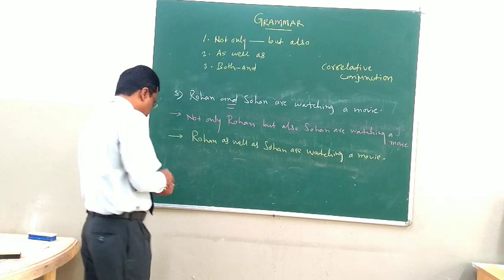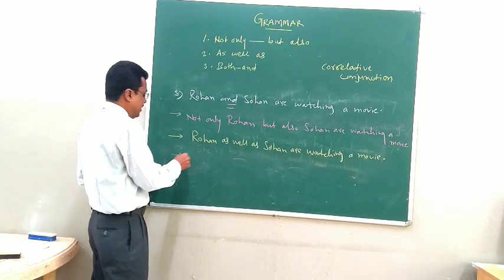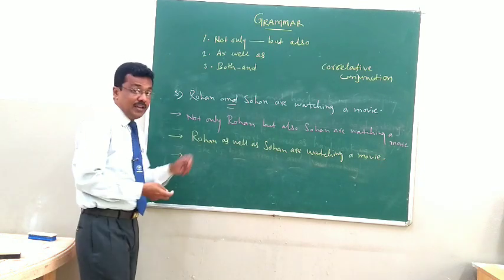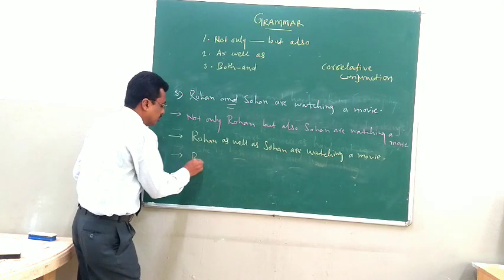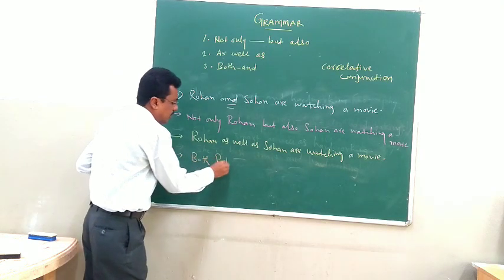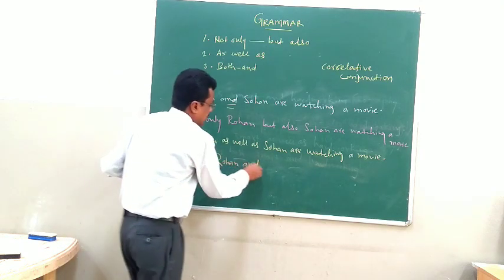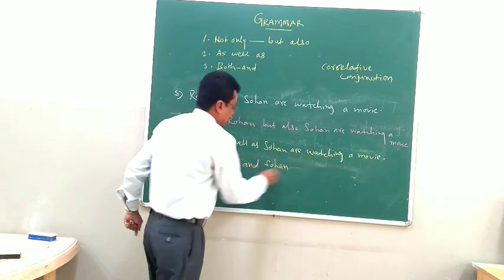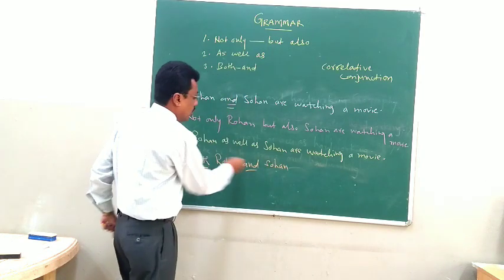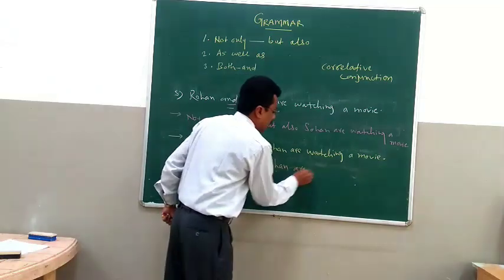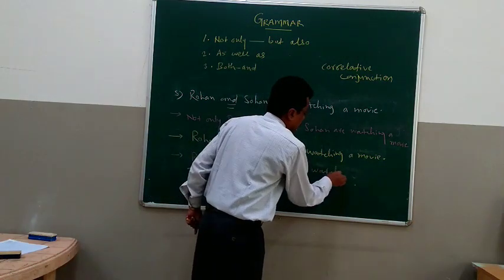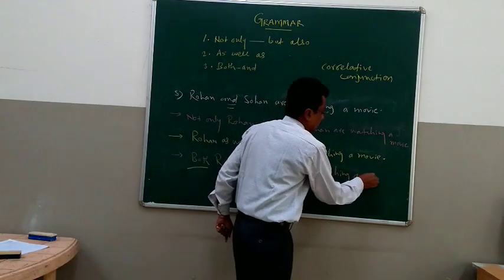Third one, "both and". In this case, we have to take "both" at the beginning. Both Rohan and Sohan. See, both Rohan and Sohan are watching a movie.